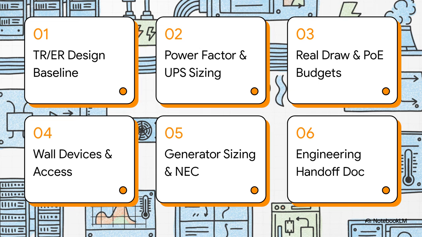Here is our exact syllabus for today. We'll start with establishing our TR and ER design baseline, then cover power factor and UPS sizing, and tackle real draw and POE budgets. After that, we'll break down wall devices, jump into generator sizing and NEC rules, and finally look at our ultimate goal, the engineering handoff document. Basically, we're going to build a room from the rack up.